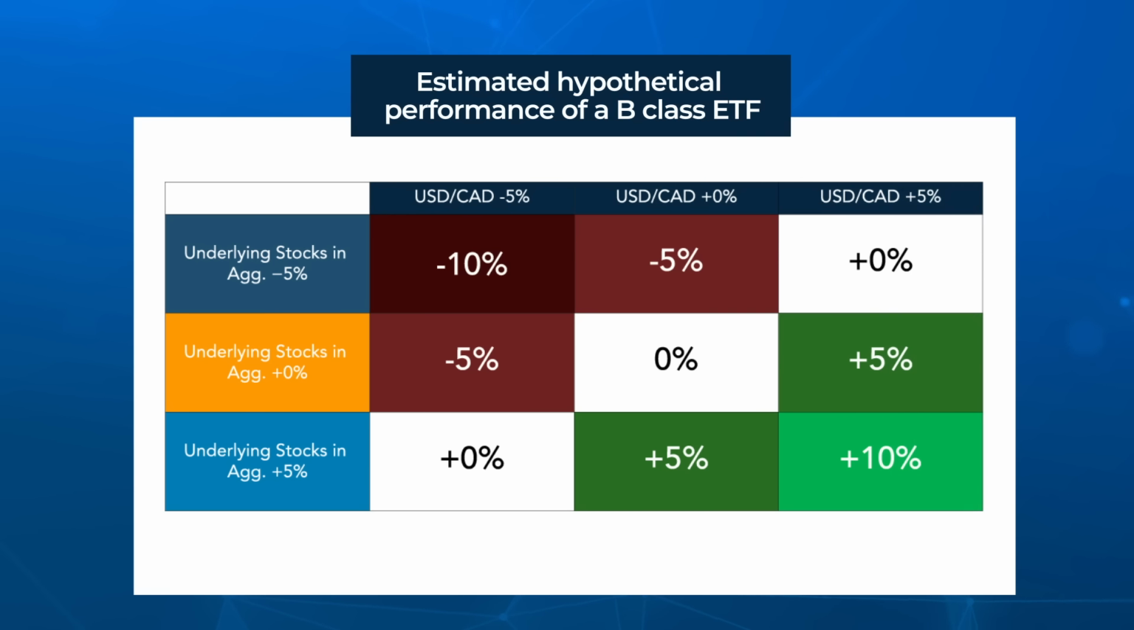What about an investor that wants full currency exposure? They should consider Class B units, like HTA Class B. These ETFs combine the effects of underlying stock movements with the movements in the USD-CAD exchange rate. If the US dollar strengthens against the CAD and the underlying stocks appreciate in aggregate, then a B-class investor will realize amplified returns from the combined effects compared to an A-class investor.